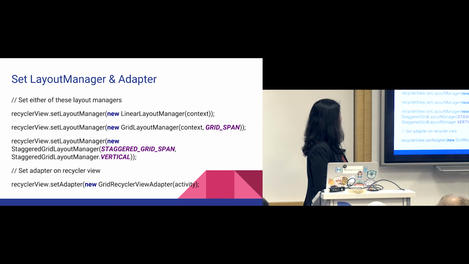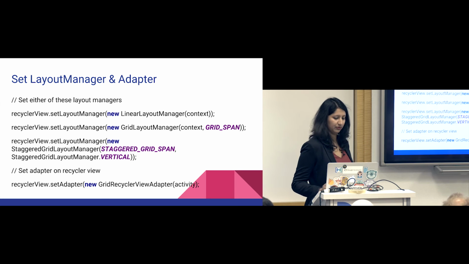To set your layout manager and adapter, you can use any of these layout managers: linear layout, grid layout, or staggered grid layout. The grid span here is defining how many columns you want it to be. And then finally, you can set your adapter, whichever one that you're choosing, on your recycler view.